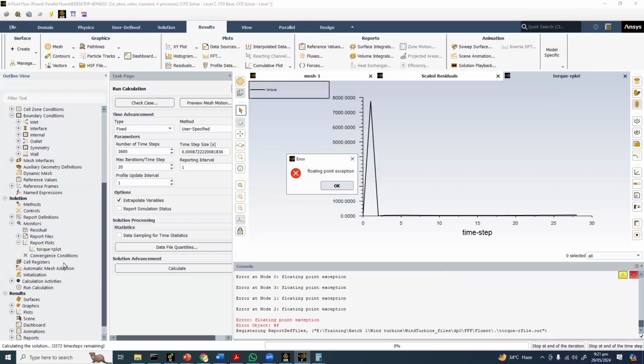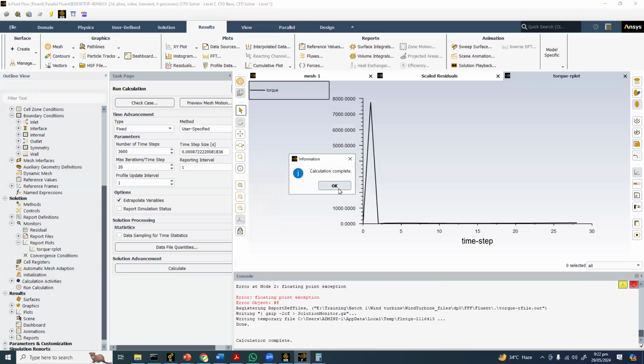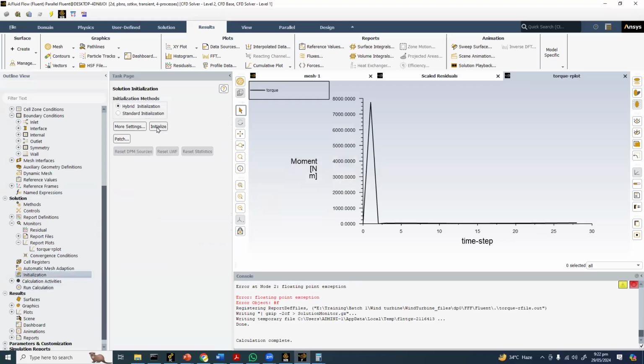It means that the coupled solver is the problem. So let's initialize. That's why I wrote there that the coupled solver was used. Sometimes some solvers may not work, so I'm changing to the coupled solver.